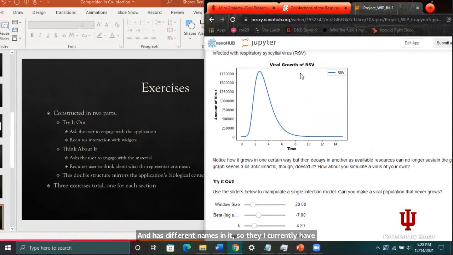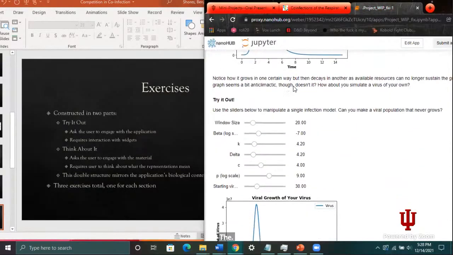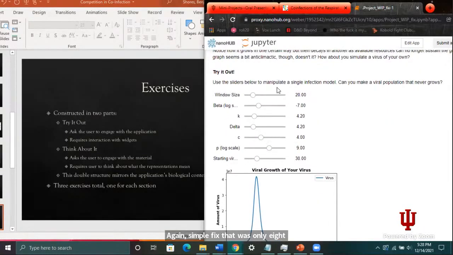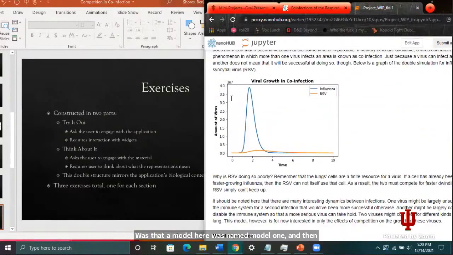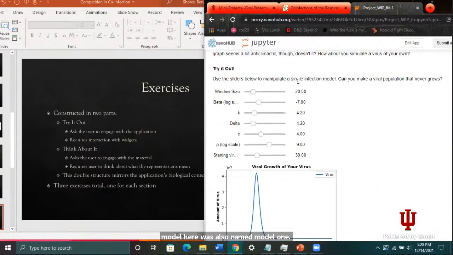When we go through exercises, a simple fix that was only a problem because of sloppy coding on my part was that the model here was named Model 1, and then the model here was also named Model 1. This is now named Model 0 on this fix.